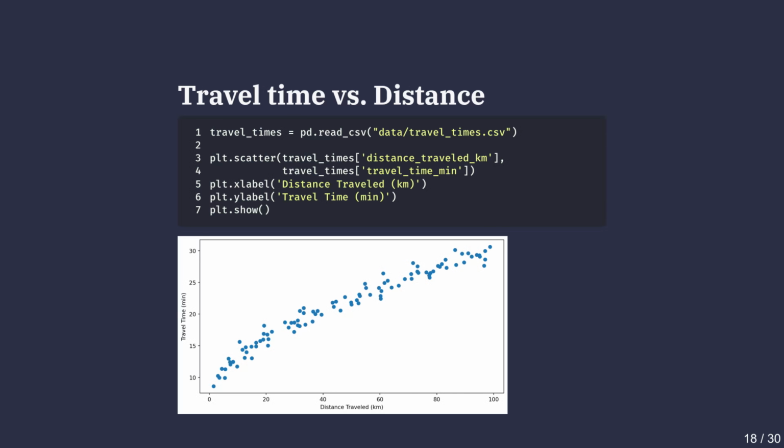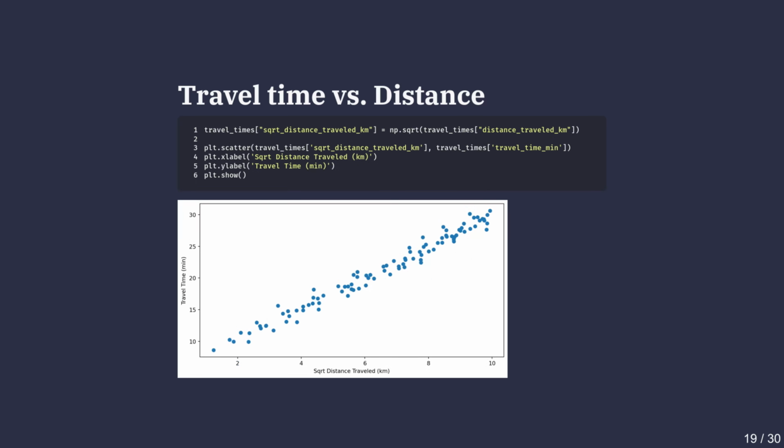Let's look at this data that measures travel time and distance traveled. The scatter plot is not really linear and curved. To fix this, we can use the square root transformation. As we can see, after the square root transformation, the plot looks linear.